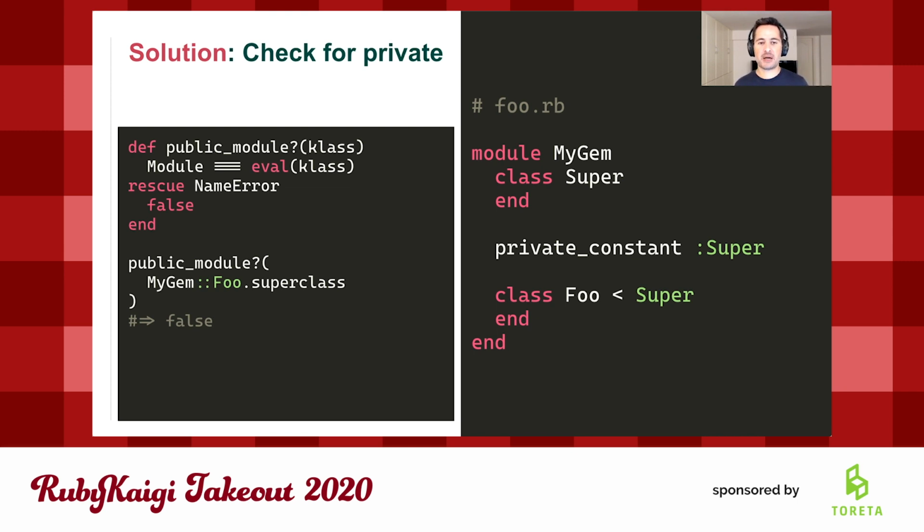If we define this public module? method that accepts a class, we can eval that class, which, if the class is referring to a private constant, will raise a NameError. And if we catch the NameError, we can return false, knowing that it's a private module. And then if we call that method, and if it's false, then we just skip generating that superclass for the class Foo.